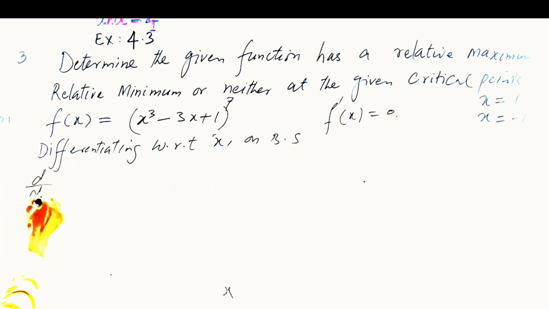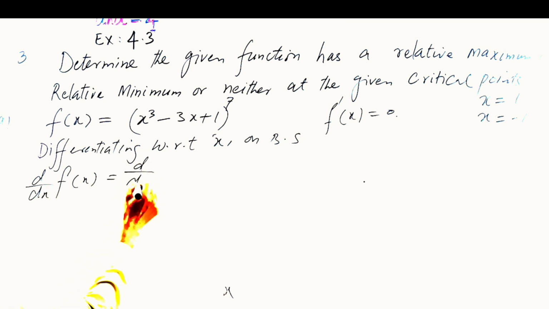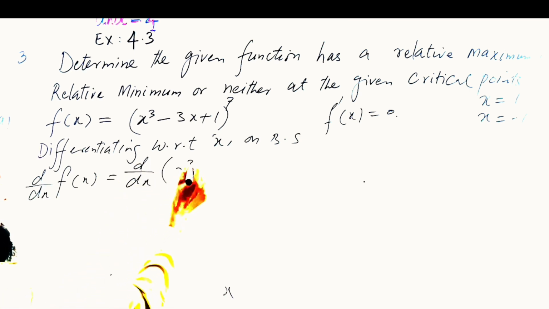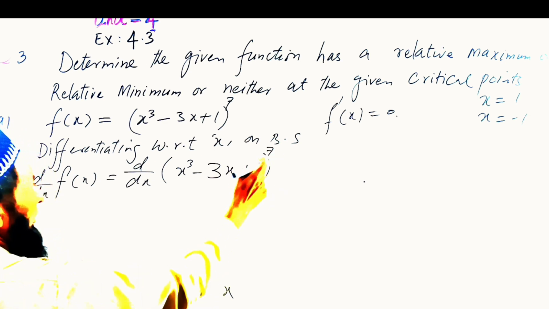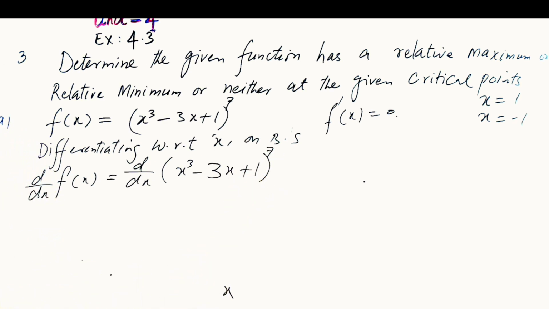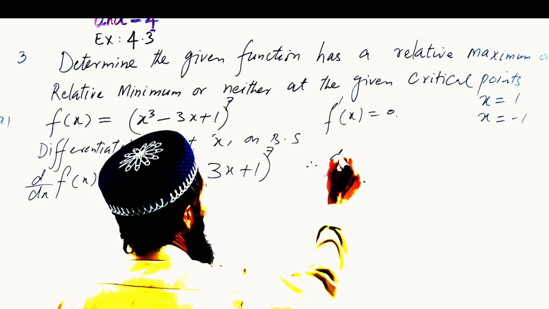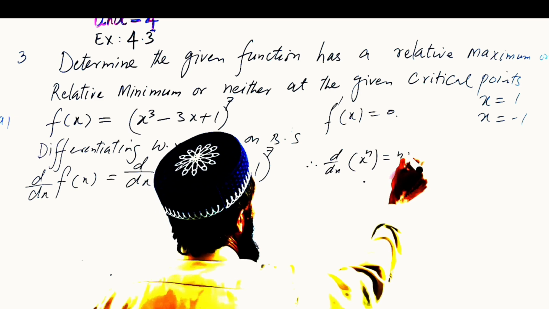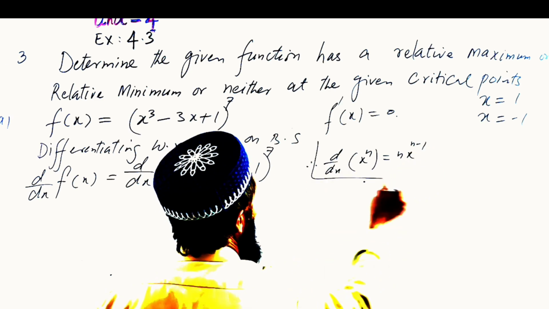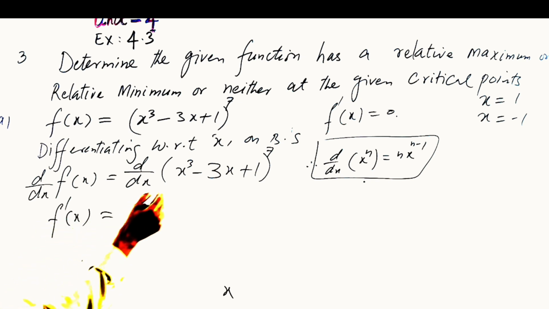dy/dx f(x) = dy/dx (x³ − 3x + 1)⁷. Here we are using the exponential rule. According to this rule, d/dx of xⁿ is n·xⁿ⁻¹. So we write f'(x).